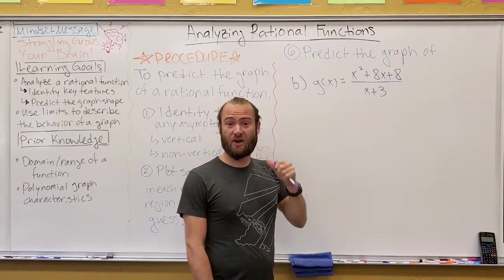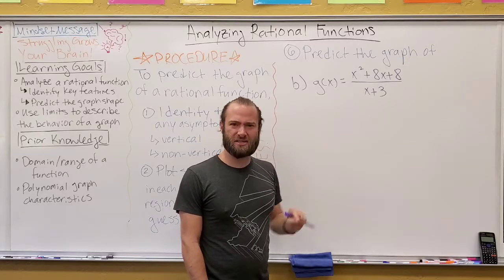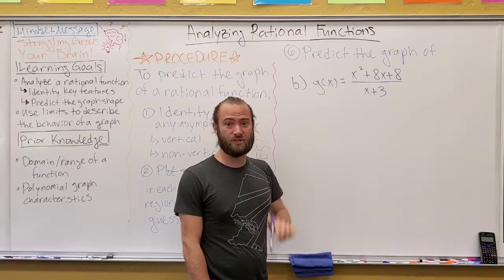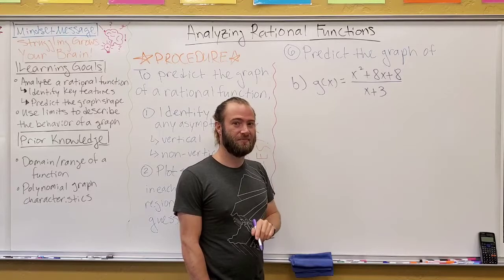So you can just identify all the different types of asymptotes, check some points, and see what it looks like, and then we'll check it together. Go ahead and pause now.